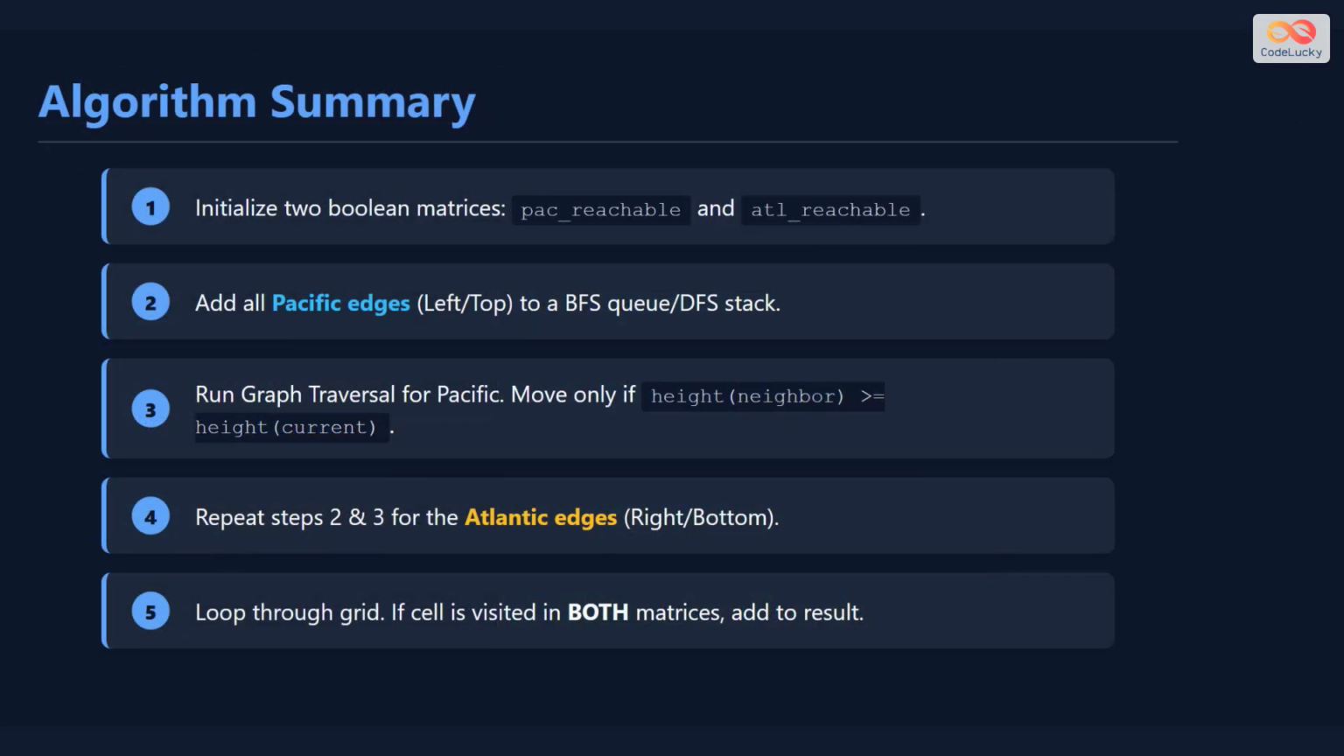To recap the algorithm, initialize two visited matrices. Perform a traversal starting from the Pacific edges. Perform a second traversal starting from the Atlantic edges. Finally, loop through the grid one last time to collect the coordinates that are visited in both matrices.